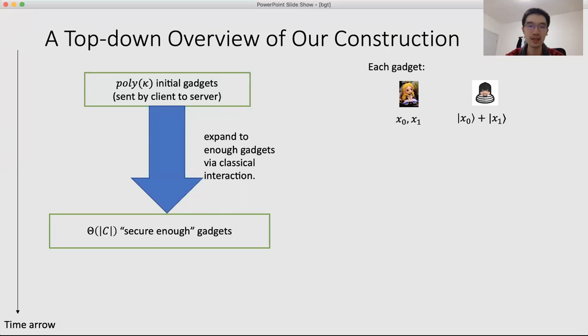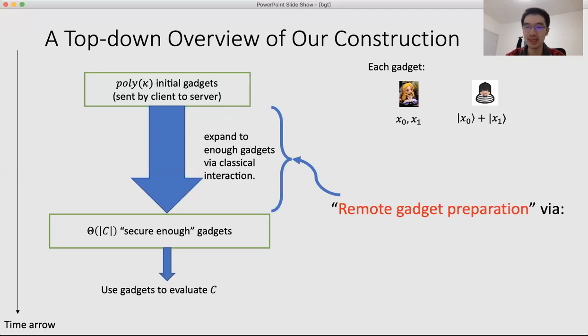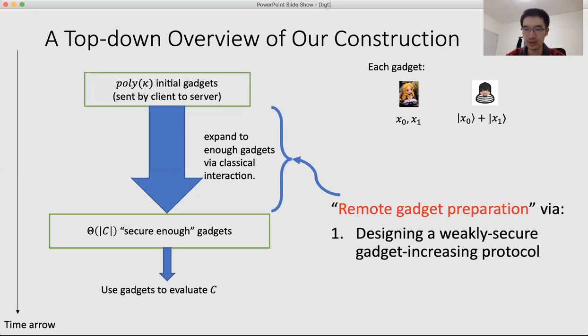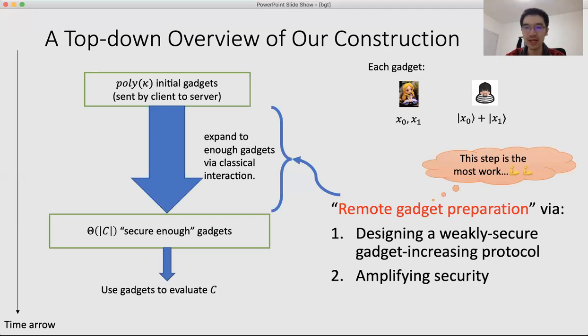Both parties will use some classical interactions to expand the number of gadgets to a large number. And this gadget will have some kind of security. Then they will use some protocols to evaluate the gadget security. This step is called remote gadget preparation, and is further achieved in the following steps. First, we will design a weakly secure gadget increasing protocol, then elevate the security to a fully secure one. But this part is the most difficult part, and this part is also not trivial.